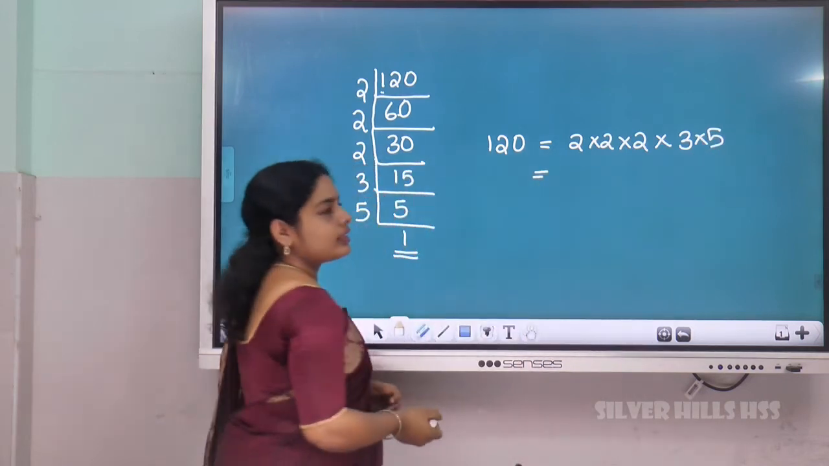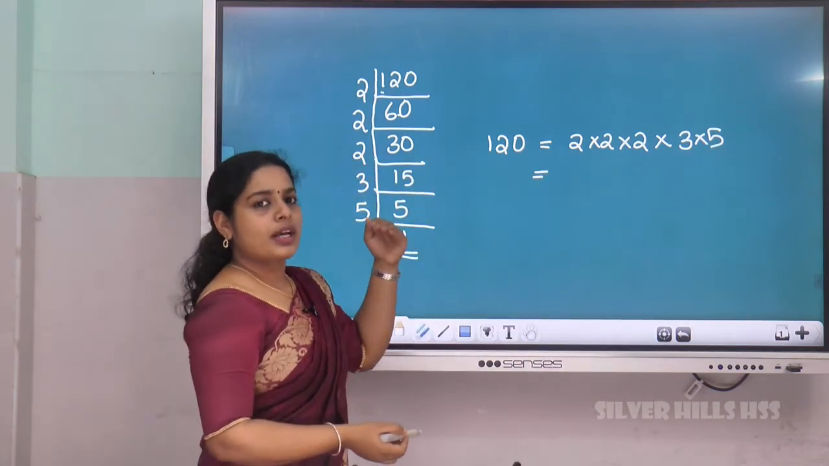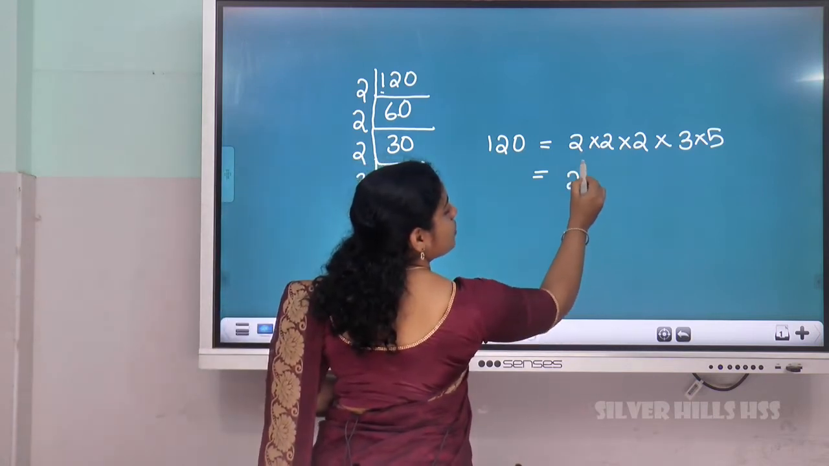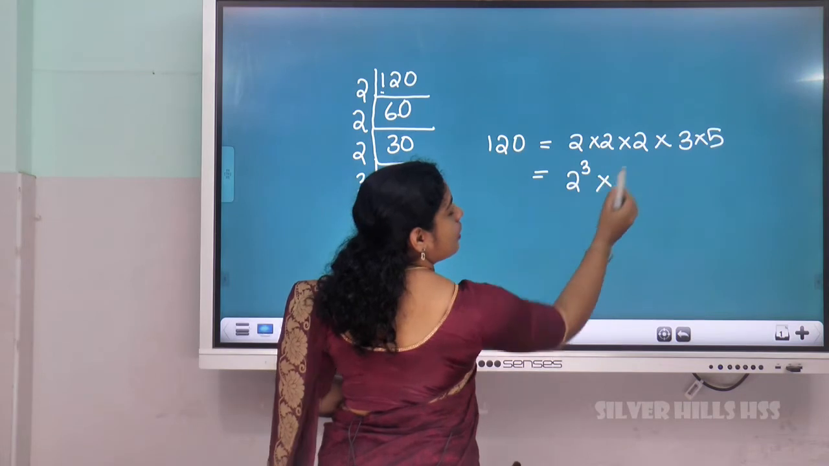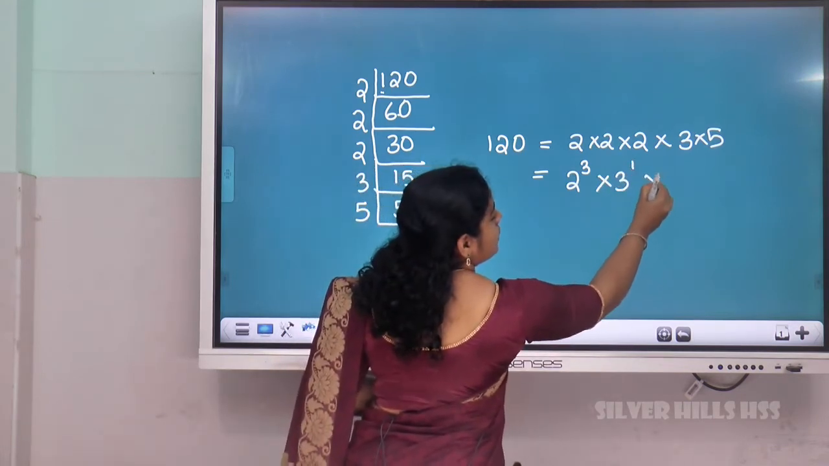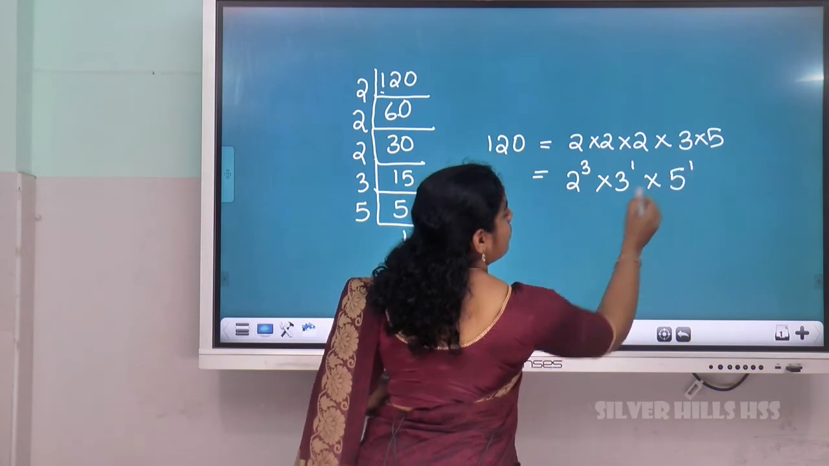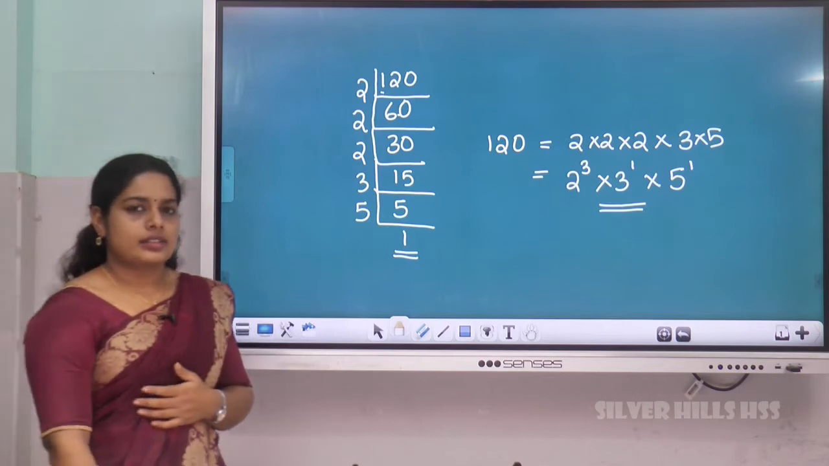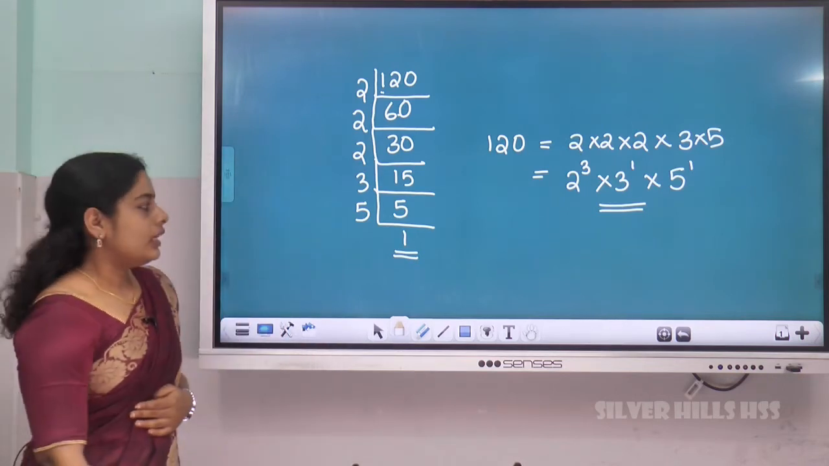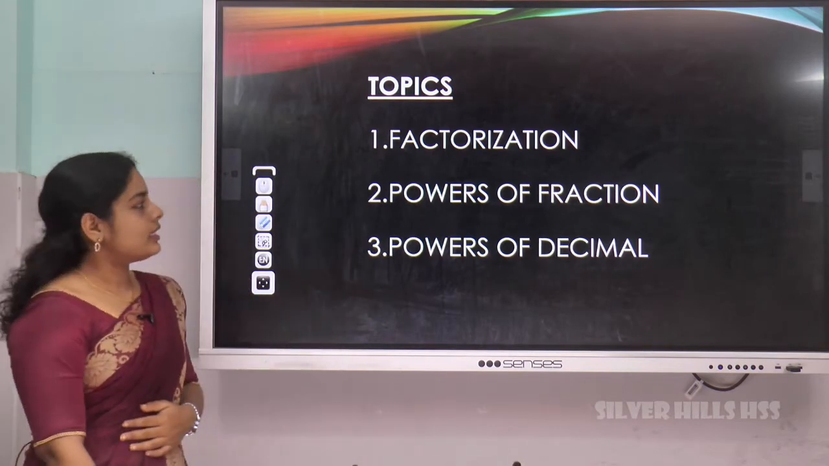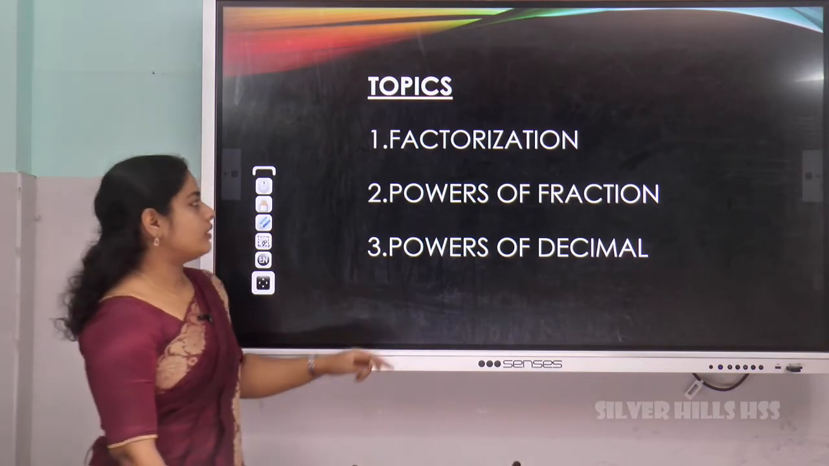So, how will we write this as powers of prime numbers? Here 2 is repeated 3 times, so it is 2 raised to 3, into 3 is not repeated, so one time only, so 3 raised to 1, into 5 raised to 1. So, this is called factorization. Hope it is clear to you. Next, we will go for the second topic, that is powers of fractions.